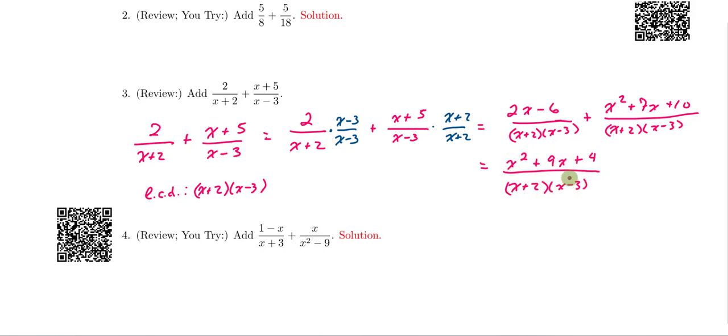Always I check. I notice that the numerator does not factor. That's great. If the numerator factored, I would want to factor it to see if this contains any common factors that I could potentially divide out. But in this case, I do not.